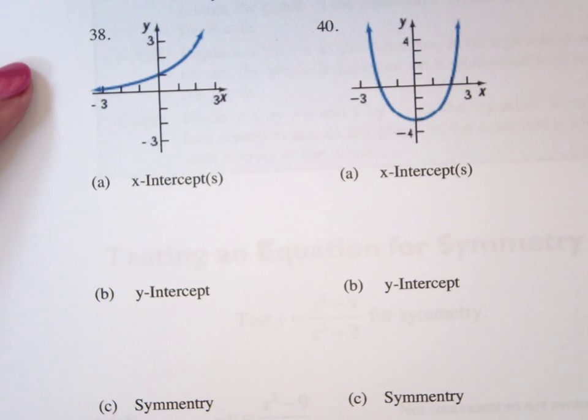And this says the graphing equation is given. List the intercepts on the graph. Based on the graph, tell whether it is symmetric with respect to the x-axis, the y-axis, or the origin, or nothing.